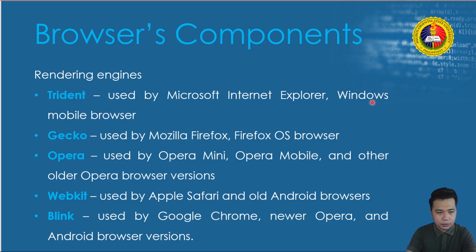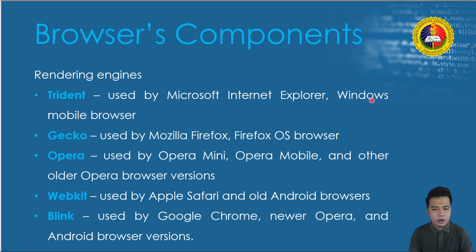We also have Gecko. It is used by Mozilla Firefox, Firefox OS browsers. And we also have Opera. It is of course used by the Opera Mini, Opera Mobile, and other older Opera browser versions. And then we have WebKit, which is the rendering engine used by Apple Safari and old Android devices. And then lastly, perhaps one of the most used rendering engines is Blink, used by Google Chrome, newer Opera, and the Android browser versions. Okay, so basically these are the rendering engines.